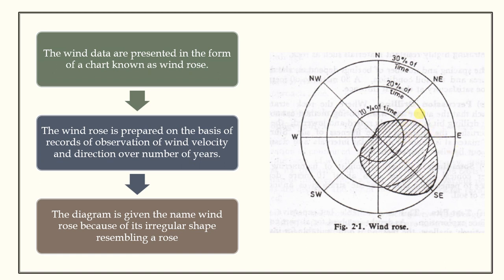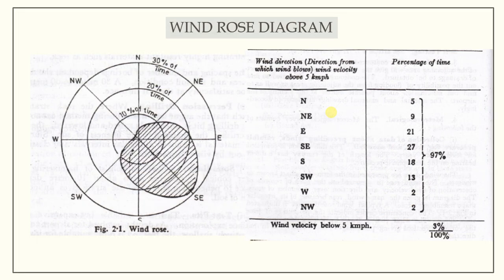Now how do we plot the wind rose diagram? If you look into this figure, these are the observations. On the right hand side, these are the observations which are there. These are the wind directions from which the wind blows. Wind velocity above 5 km per hour, which is standard, is taken even for the runway orientation. And these are the percentage of time the wind blows with a velocity more than 5 km per hour in this particular direction. So this shows the direction and this shows the percentage.